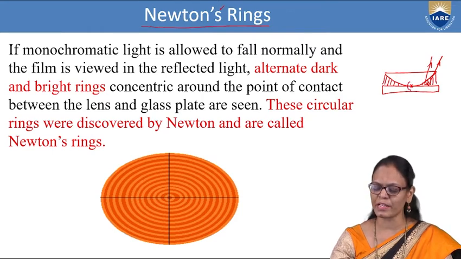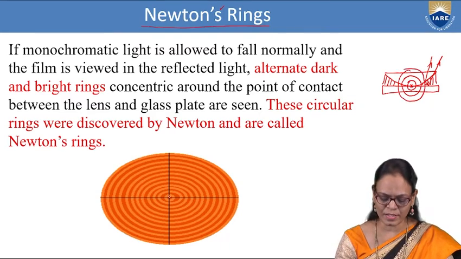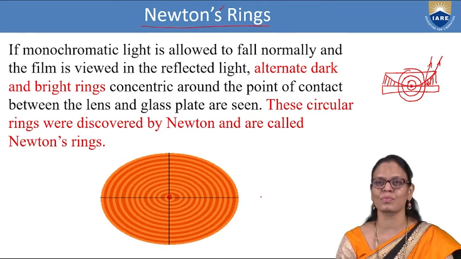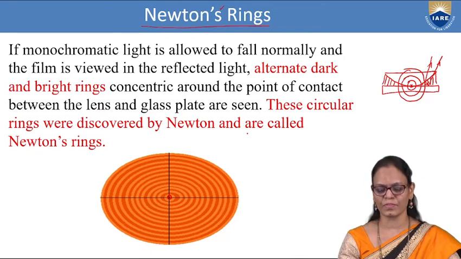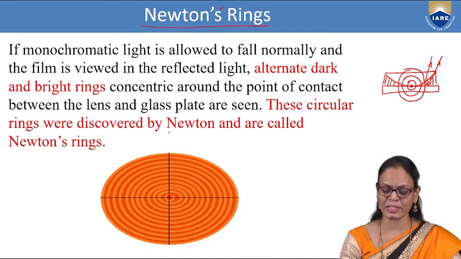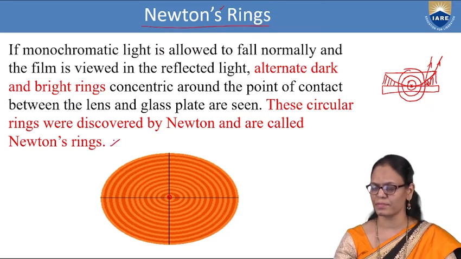So what we see here are rings like this, which you are seeing here. The central ring is the dark one, and then the bright, dark, and so on. They are concentric rings. These rings are observed in the reflected light and they were discovered by Newton, and we are calling them Newton's rings.